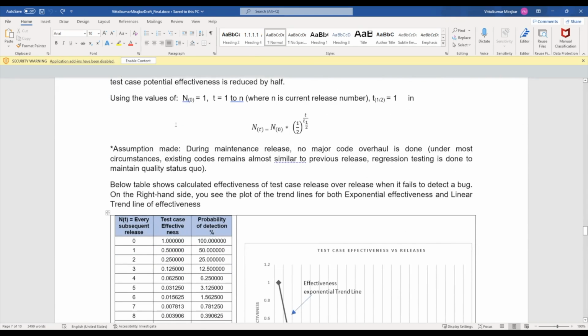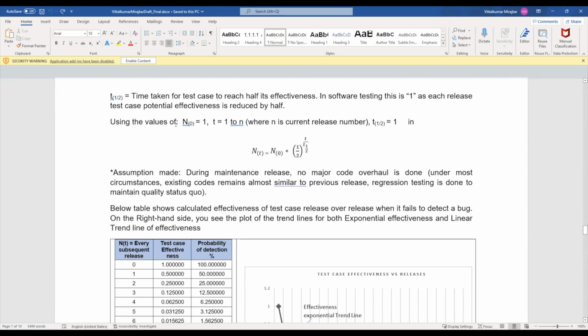And what I do is use the same formula. I use the initial value N0 as 1, and T as 1. What is the time window for which this unit of decay is measured? That is, the exact time interval at which I want to measure its effectiveness. So I keep it as 1. And this could vary from 1 to 10 to other release numbers at which we want to measure the effectiveness. T half is the time required for the decay rate. So I take it that with every subsequent release, the test case execution reduces its value by half.